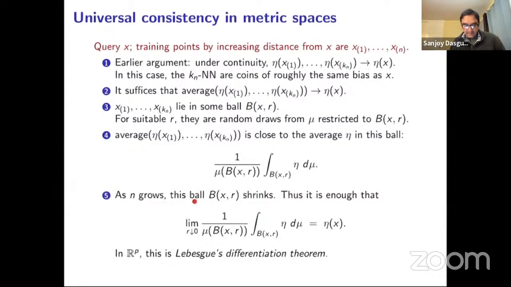Now, as we grow n, this ball gets smaller and smaller. We get closer and closer to X. And so this is the average bias. It's the limit as R goes down to 0 of this average bias. And if this limit turns out to be eta of X, then we can just use the law of large numbers just as before. In normal Euclidean space, this is just the fundamental theorem of calculus. This is just the derivative of the integral. And more generally, this is Lebesgue's differentiation theorem. And so in any metric space for which this holds, we automatically get universal consistency.